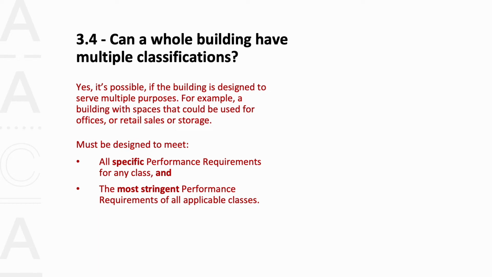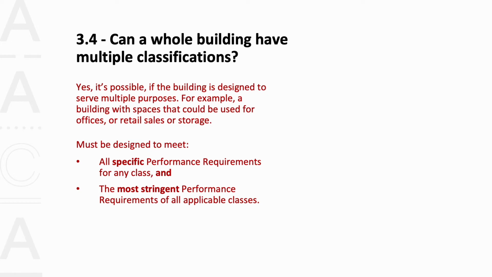For example, a building with a number of units in an industrial park. The building owner or developer might want to be able to sell or rent the units in the building for a variety of purposes, such as office space for small businesses, which would sit as Class 5. They might want to use retail space for businesses that will sell to the public, which is Class 6, or storage space, Class 7B. This is permissible, but the building must meet all the specific requirements for any class and the most stringent requirement for all the classes.